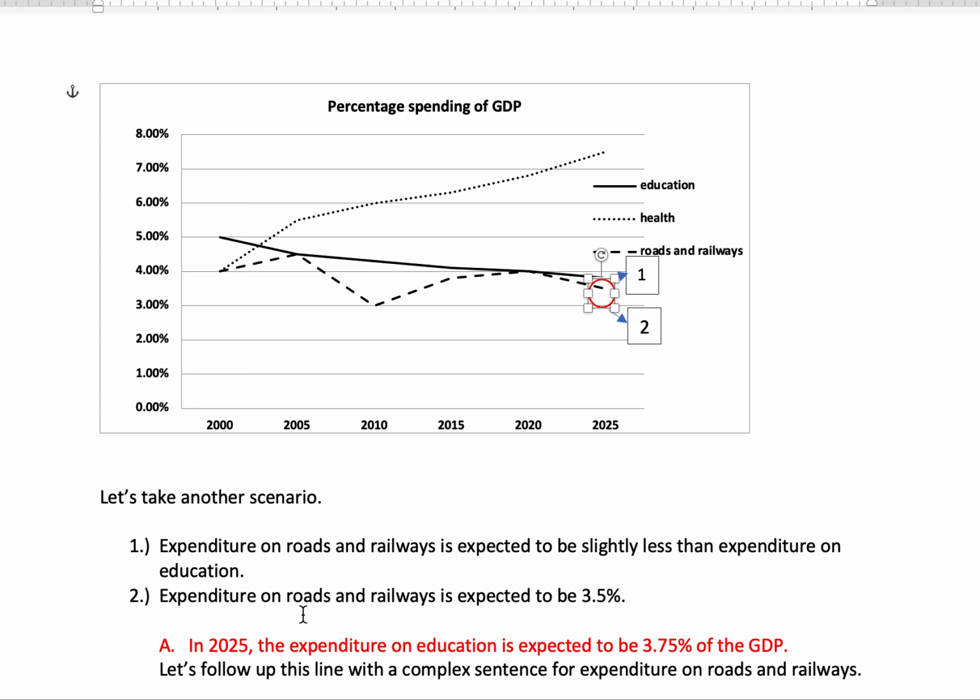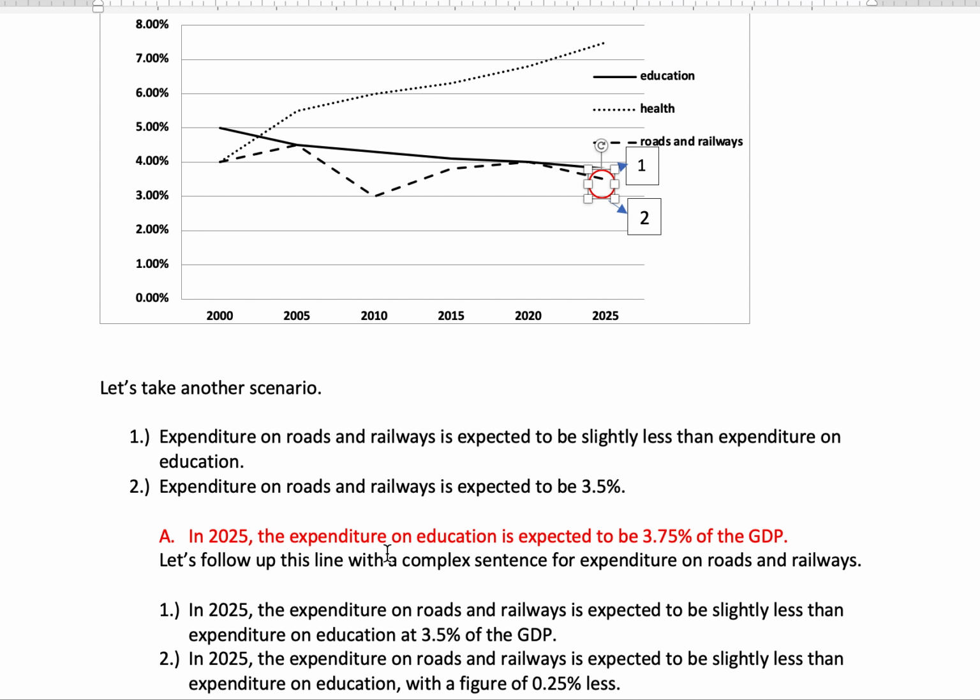Now you can say it in more ways. Expenditure on roads and railways is expected to be 3.5%. And you can say in 2025, the expenditure on education is expected to be 3.75% of the GDP. So in 2025, the expenditure on roads and railways is expected to be 3.5% of the GDP. Now let's follow up this line with a complex sentence for expenditure on roads and railways. We have talked about it in two simple sentences. In one sentence, we've talked about expenditure on roads and railways and in another, expenditure on education.